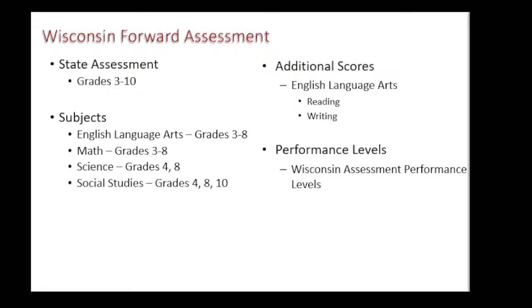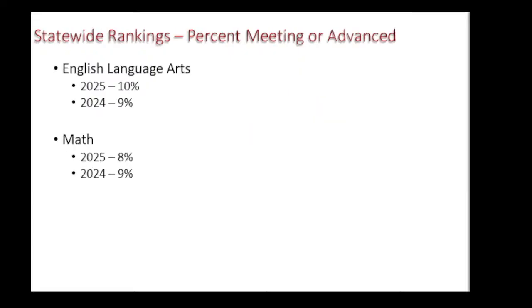And so these performance levels are going to be aligned to the Wisconsin state standards and describe how students are doing on those standards. In the statewide rankings, the percent of students in the meeting or advanced category on English Language Arts, the Pewaukee School District was in the top 10% for 2025. That is a slight dip from 2024 at 9%. In math in 2025, it was the top 8%, and that is a slight increase from 2024 at 9%. So really staying about in the same place in both English Language Arts and math for the district across the state.